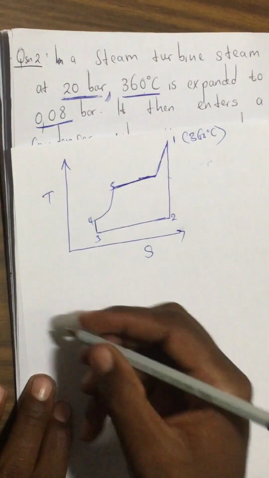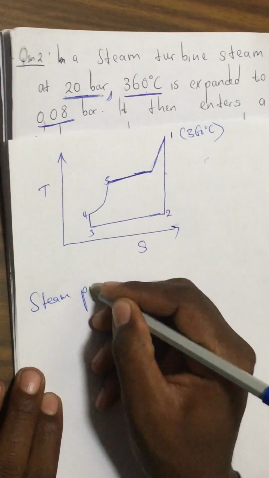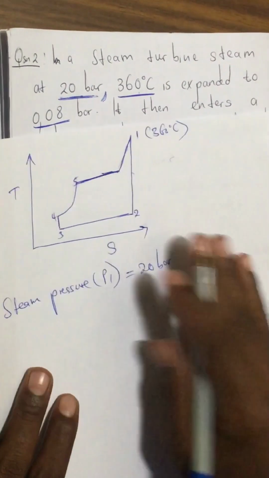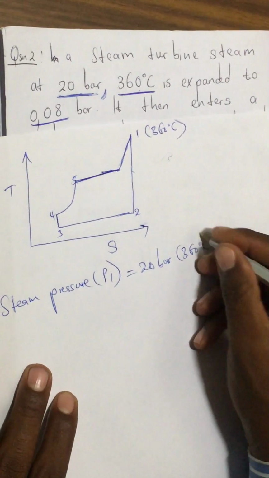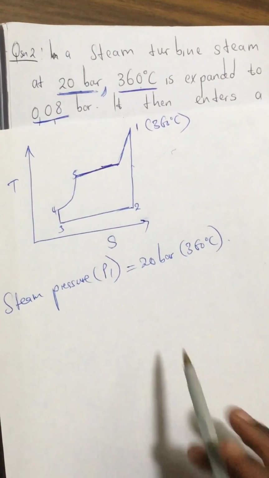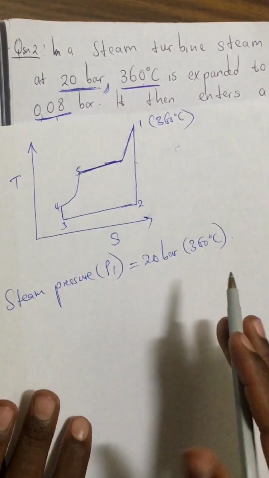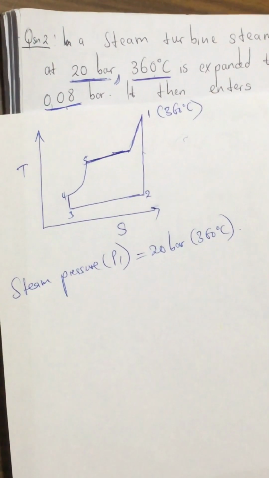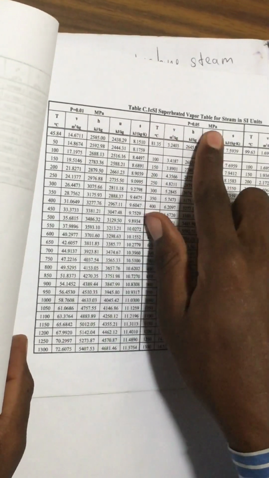Then we write our steam pressure as P1, which equals 20 bar, at 360 degrees Celsius. This pressure is the one we are going to convert to megapascals, because if we check our steam table, on the superheated steam section the pressure is only given in megapascals. Here we have the saturated pressure table, and here is where we have the superheated vapor.